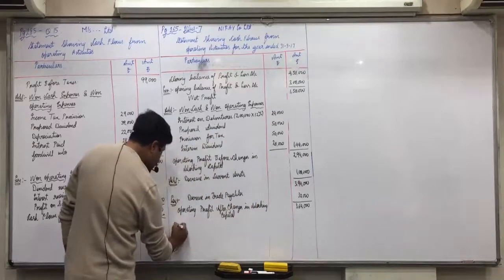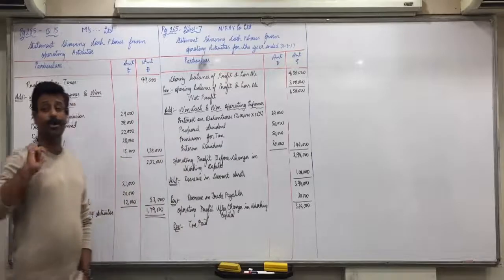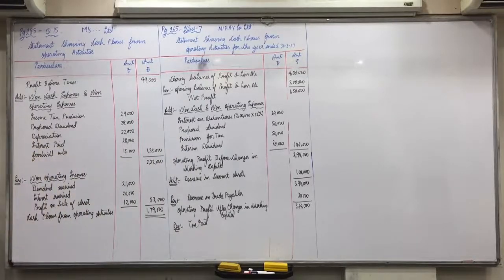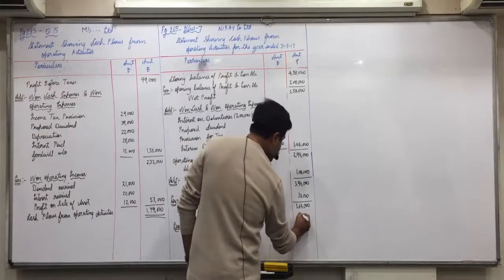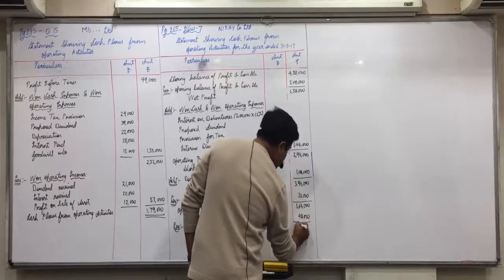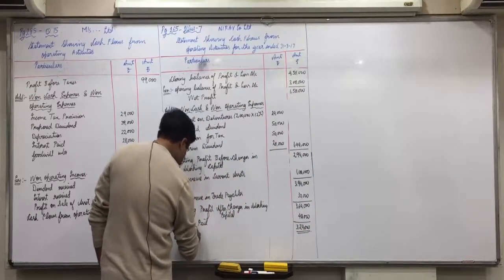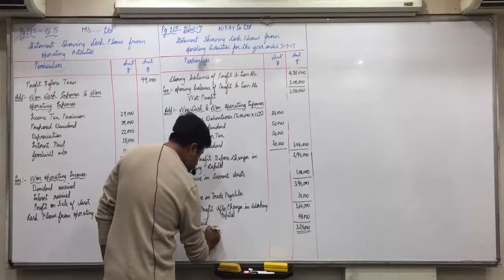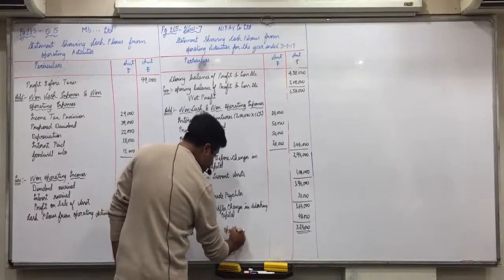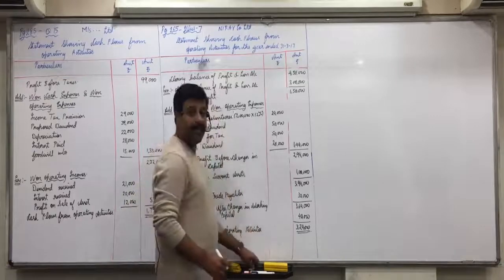And lastly, we are to minus tax paid. Where from do you get tax paid in the question? Taxation provision. Last year's amount is always paid in the current year. What is last year's amount? 40,000. So 3,24,000 is cash flows from operating activities. Did everyone understand this? Anyone having any doubt in this?